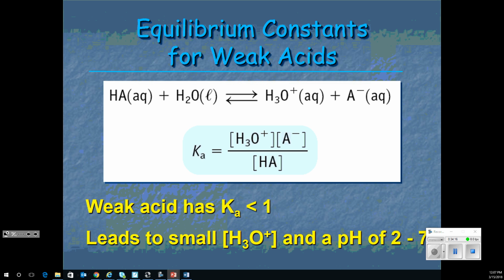As we're looking at Ks, we can write a K for acids and bases. When we write it for an acid, we call it Ka. We still do it the same way we wrote Ks before. Products over reactants, with their coefficients as exponents. If the Ka is less than 1, I've got a really weak acid. If it's greater than 1, I've got a really strong acid. Remember, products on top. So if I've got a lot of products and it's an acid, then I've got a strong acid, because that's what it means by splitting.